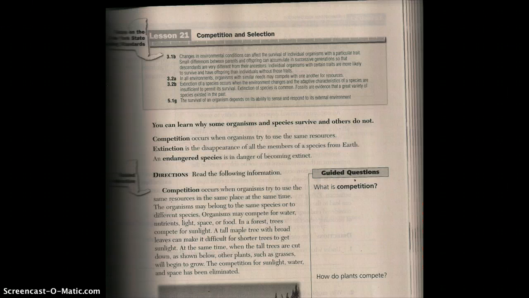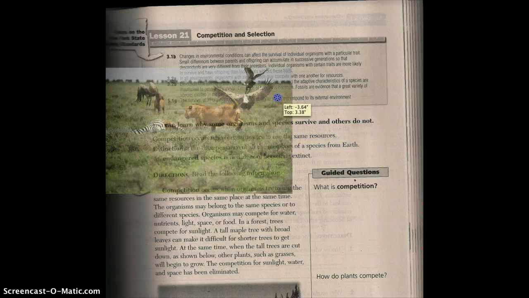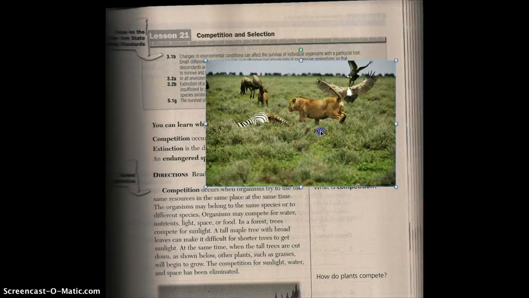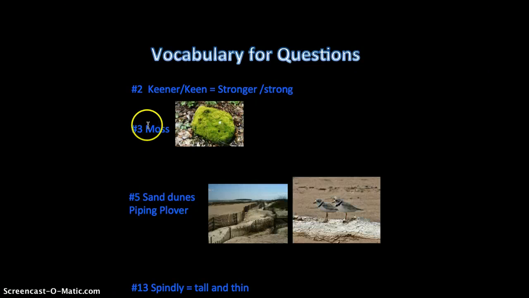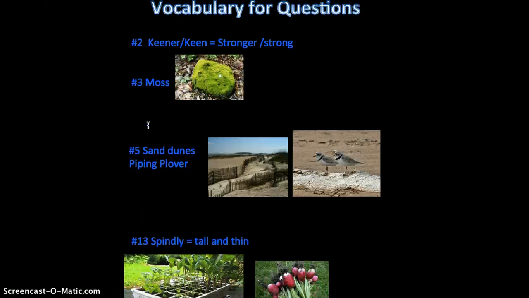We started off with reading earlier. You should have learned these three definitions. Competition, which occurs when organisms try to use the same resources, and we talked a little bit about different species competing and even the same species competing. Extinction, when there's a disappearance of all the members of a species on Earth, and endangered species, when one of them becomes at risk for becoming extinct.